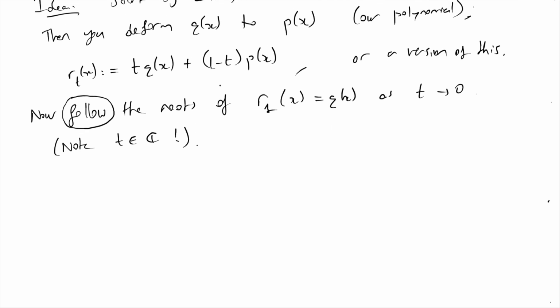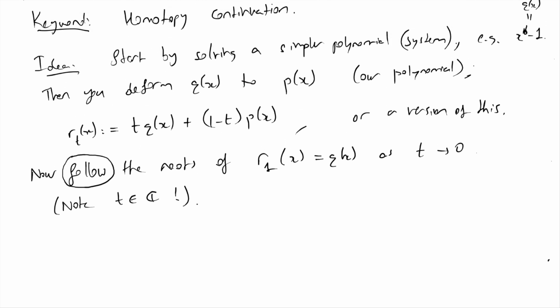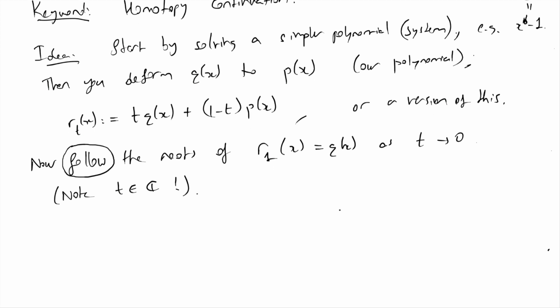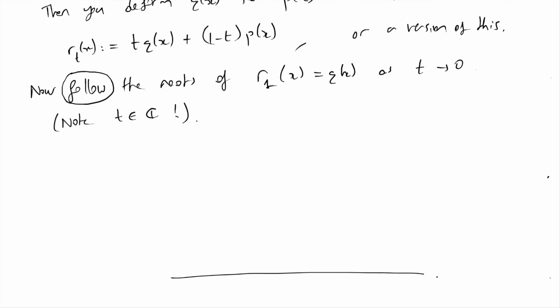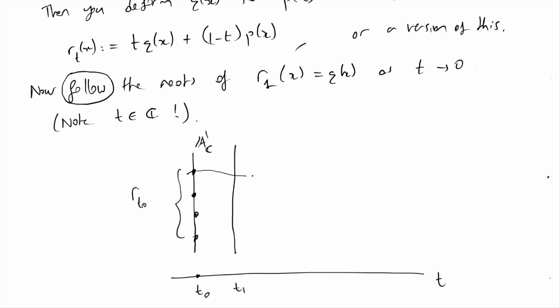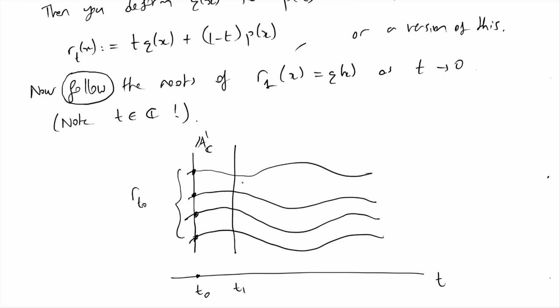If you want to learn rigorously how this following construction works, you should just Google homotopy continuation. But we can give a good idea already here. You have this complex t-plane, and above some value t0, I have a line, so another complex plane, and I have the roots of rt0 here. As t0 moves, these roots move as well. So these would be the roots of rt1.